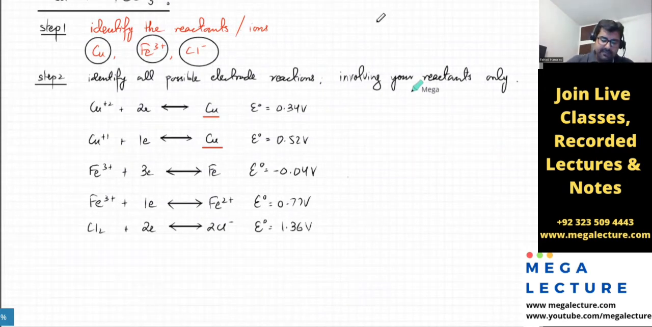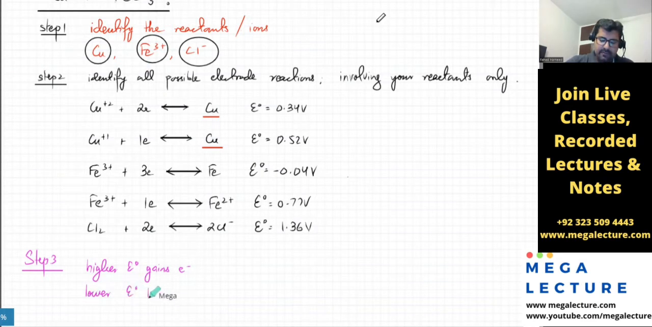I said step 3, that's the final step. That's where you figure out, I mean, what's the rule? Higher potential gains electrons, lower potential loses electrons. So you're going to figure out who's the highest potential. So higher E naught gains electrons, and the lower E naught gets oxidized, loses electrons. But you have to make sure it's your reactants that are losing and gaining electrons. It has to be one of these three.